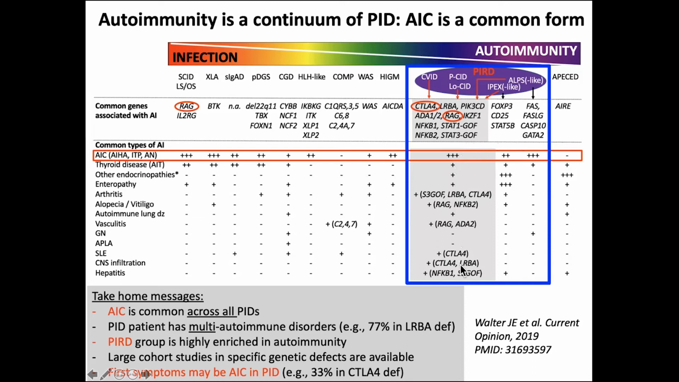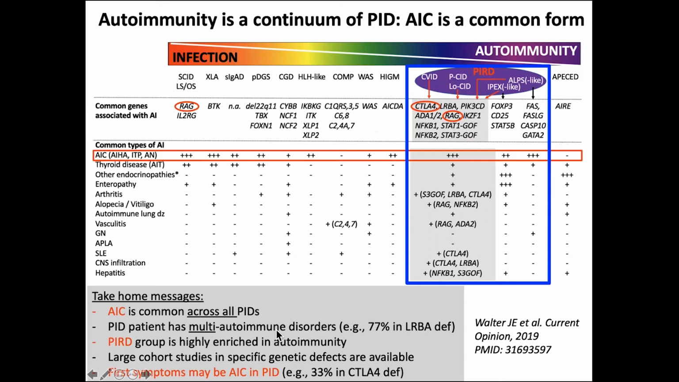So what we have to keep in mind is that if you have a history of recurrent cytopenias, but also other autoimmune disorders, it is possible that you may fall into the PIRD category or some of these other disorders on the left, which can have a combination of cytopenias with other autoimmune disorders.